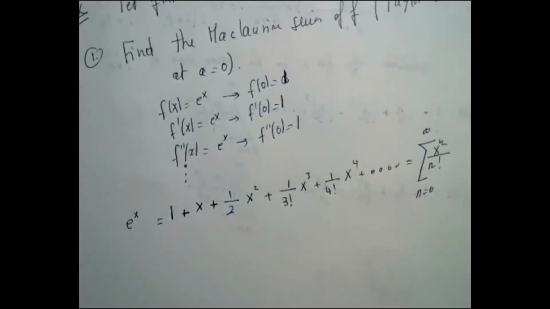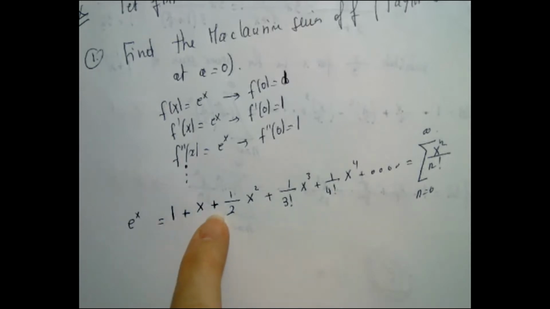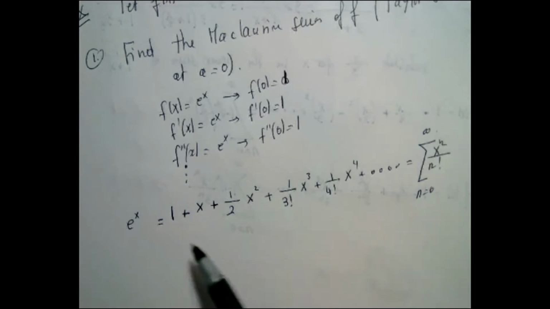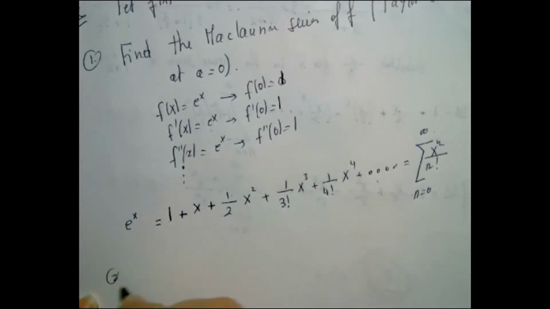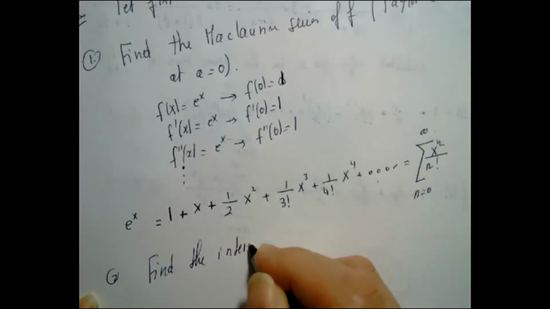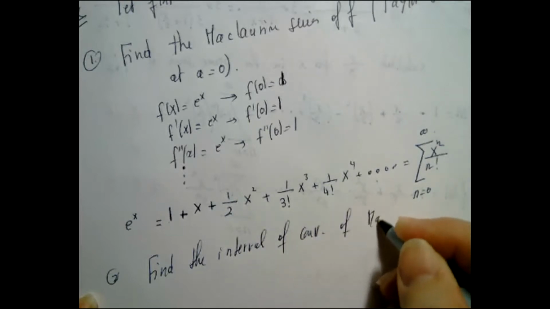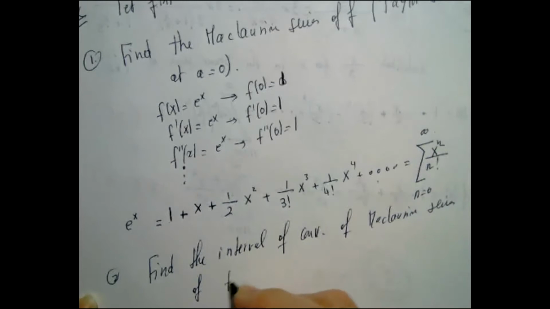Now, question number 2. The theorem tells me that the equality holds. It means if I plug in a value of x in this series or a value of x in e to the x, we get the same answer for all x where this series converges. So my question number 2 is the following. Find the interval of convergence of the Maclaurin series of f, of e to the x.